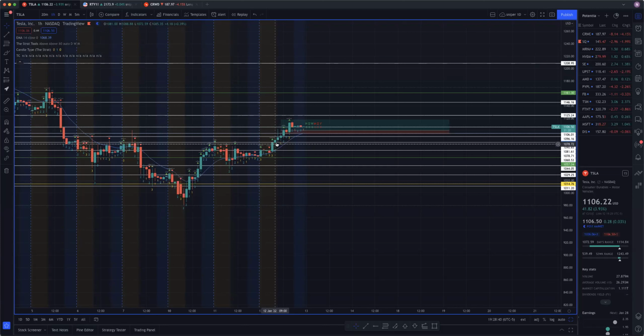1073, it goes to 1075, it comes back above 1080, I'm good. I'm in the 1080. Where do I take profit? My next one, 1090. As it gets close to 1090, I'm going to think about taking profit. Then you think about your position size.